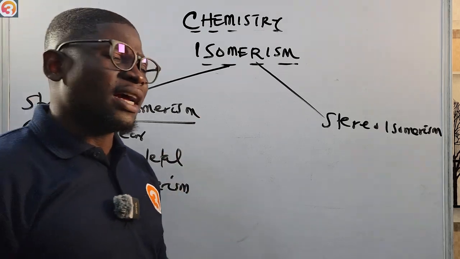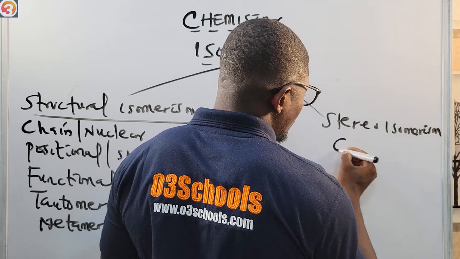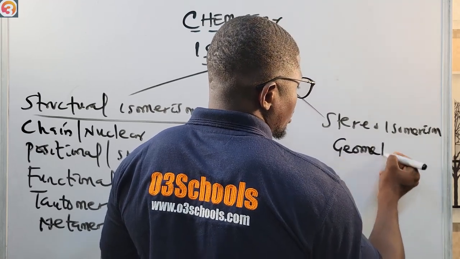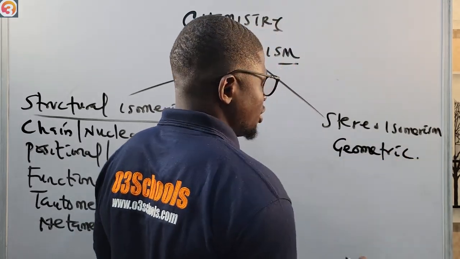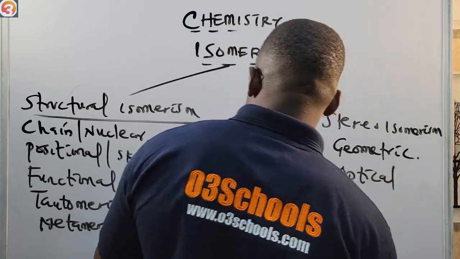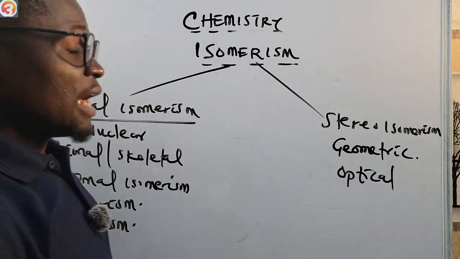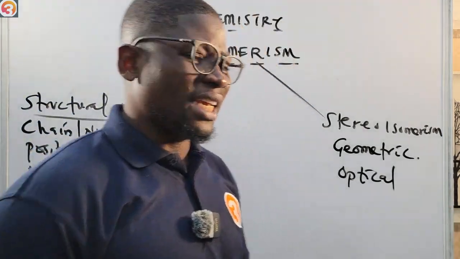Now for the stereoisomerism, we have just 2 types. Number 1 is geometric stereoisomerism. Then number 2, we have the optical stereoisomerism. So these are the types of isomerism that we'll be discussing in the next class.